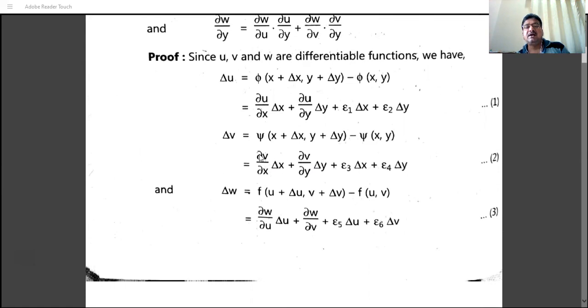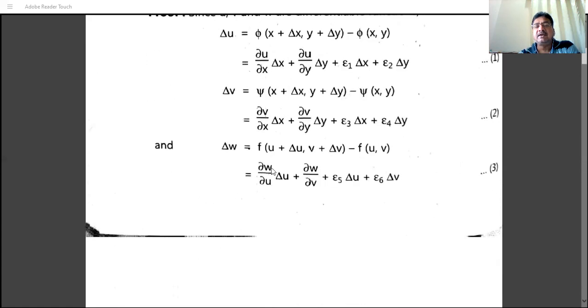Again, the same definition of differentiability. Here is the notation for f is v, because v is now a differentiable function. So delta x ∂v/∂x, delta y ∂v/∂y, epsilon 3 delta x, epsilon 4 delta y. Again, the same definition. And then w is the differentiable function of u and v.